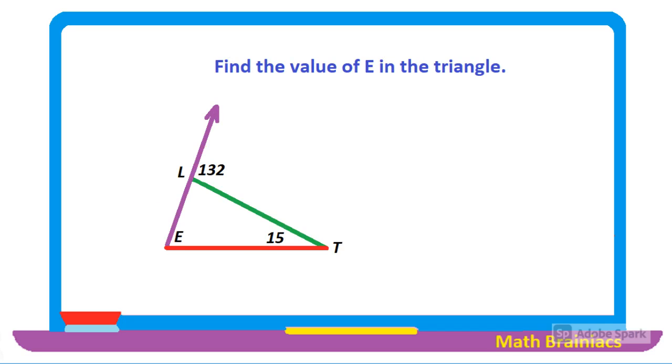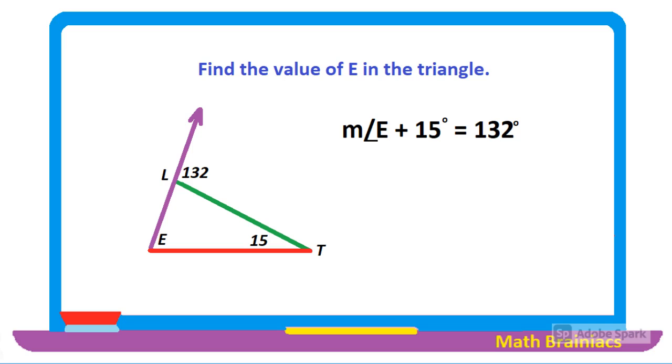Let us work on another example so that you can fully understand the lesson. Find the value of E in the triangle. We already know that the sum of the two remote interior angles is equivalent to its exterior angle.